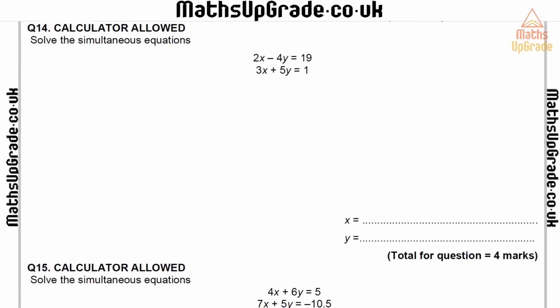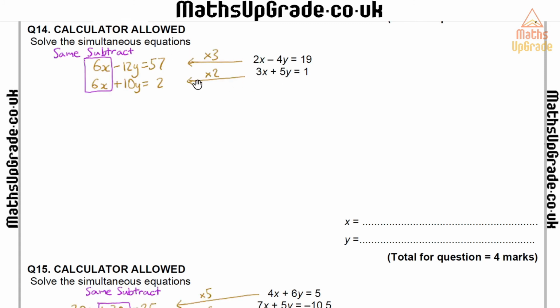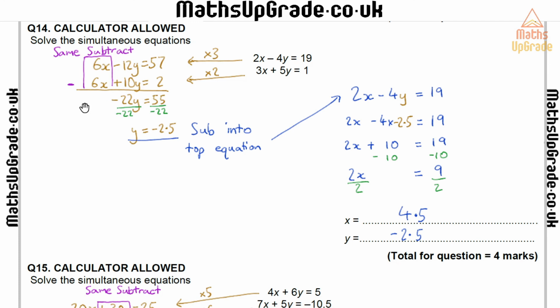Question 14, you need to solve these simultaneous equations. I need to manipulate the equations so that either the x's or the y's coefficients are the same. It's not easy to do that with just one equation, so I'm just going to multiply both of them by a number. I'm going to multiply the top one by 3 and the bottom one by 2, since that would give me 6x on both the equations there. Now look at the coefficients, they're the same, and look at the signs in front of them, they're the same, so I'm going to subtract. Since when I subtract, I'll eliminate the x's. So negative 12y subtract 10y is negative 22y. 57 subtract 2 is 55.